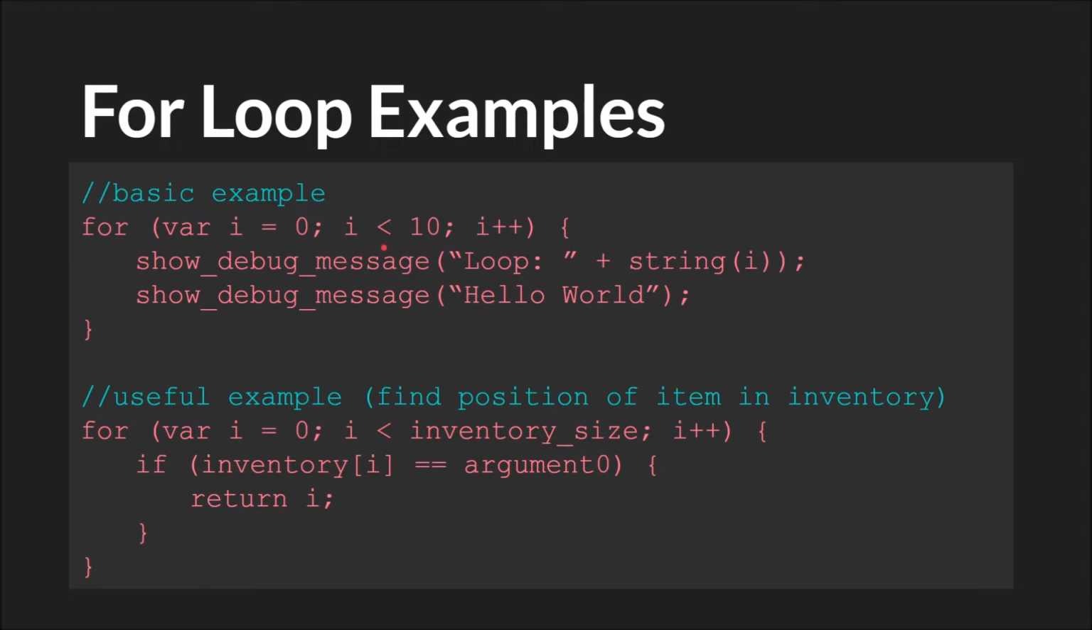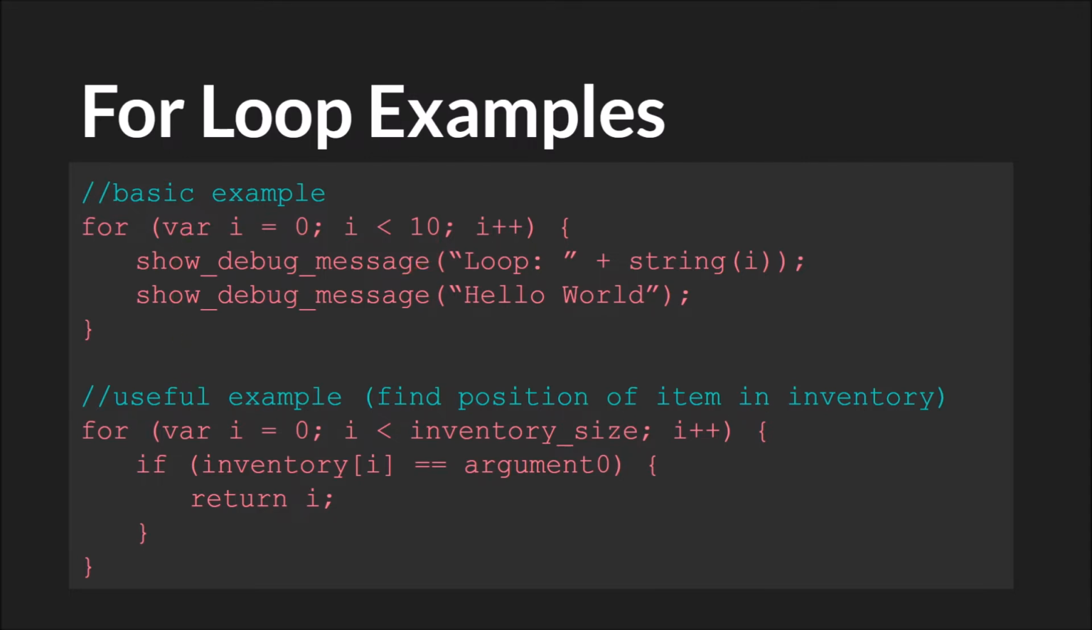Is 1 less than 10? Yes. Loop is 1, hello world, I now equals 2. 2 is less than 10, loop 2, hello world, 3. 3 is less than 10, loop 3, hello world, 4, and so on. Eventually, this will equal 10. 10 is not less than 10, and so we will exit and continue.